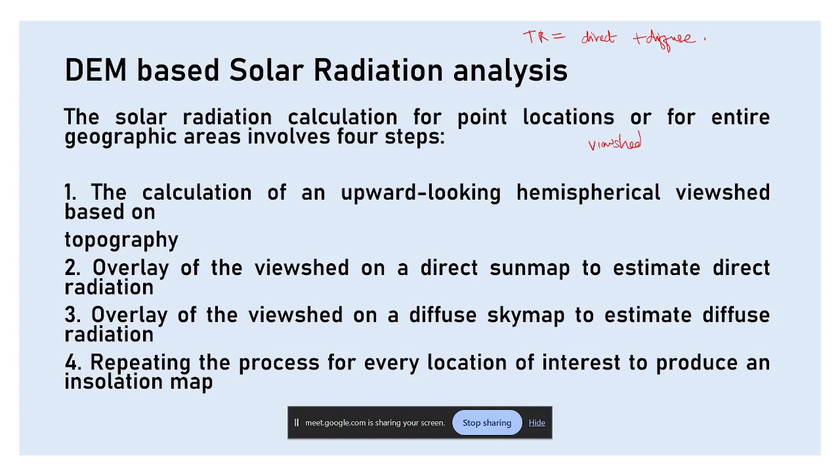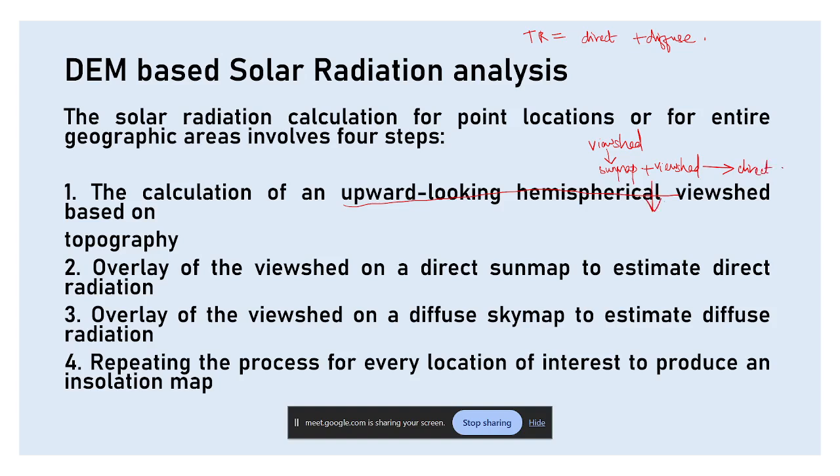And what is the specification of that viewshed? It should be an upward looking hemispherical viewshed, which is based on the topography. Once you have the viewshed, you need to prepare a sun map, and then you overlay that sun map plus the viewshed. That is the second step. This is done in order to determine the direct radiation.